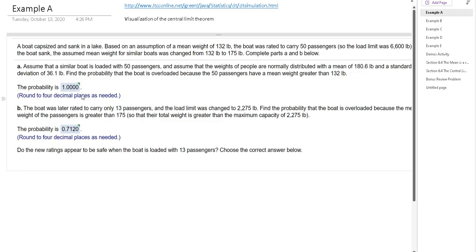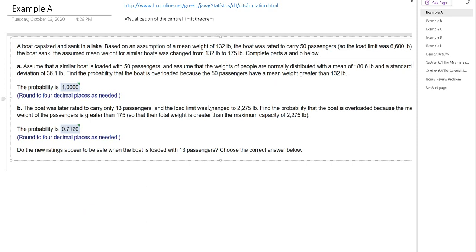So assume that a similar boat with 50 passengers, and assume that the weights of people are normally distributed with a mean of 180.6 and a standard deviation of 36.1. Find the probability that the boat is overloaded because the 50 passengers have a mean weight greater than 132. So basically what we're doing is updating our standards to a modern standard.